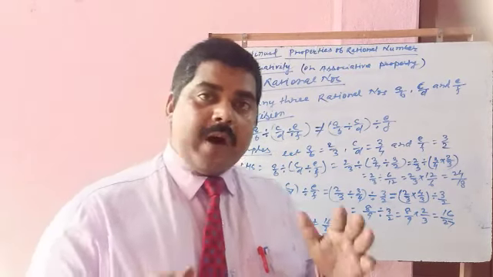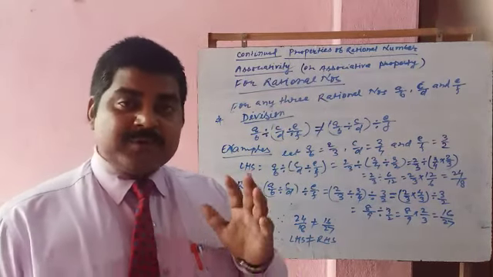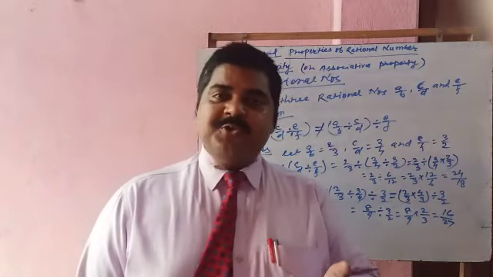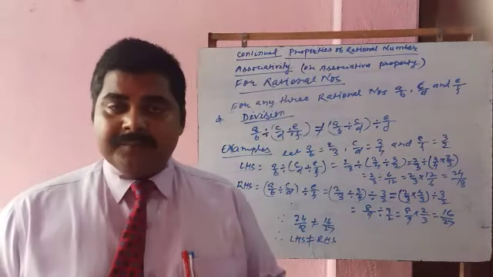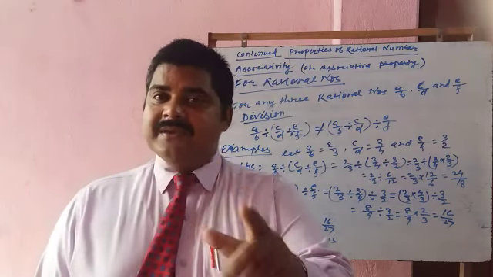So what have we concluded for rational numbers? Rational numbers are associative for addition and multiplication, but not associative for subtraction and division.